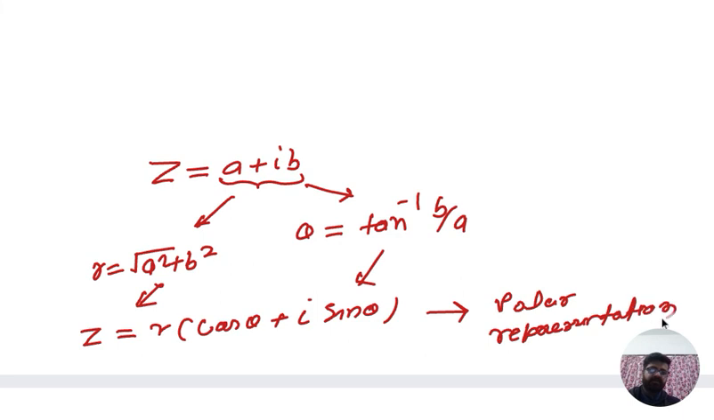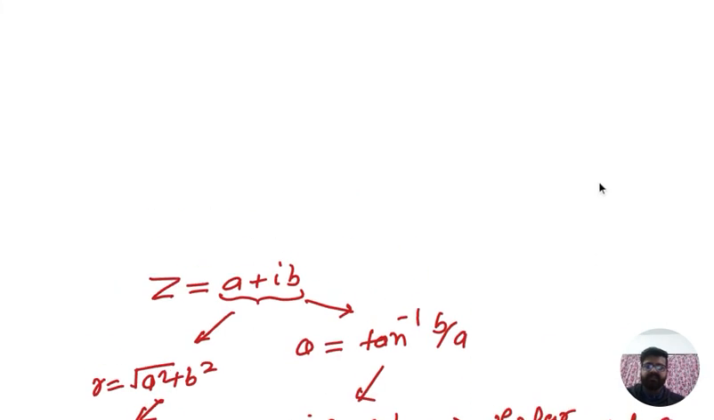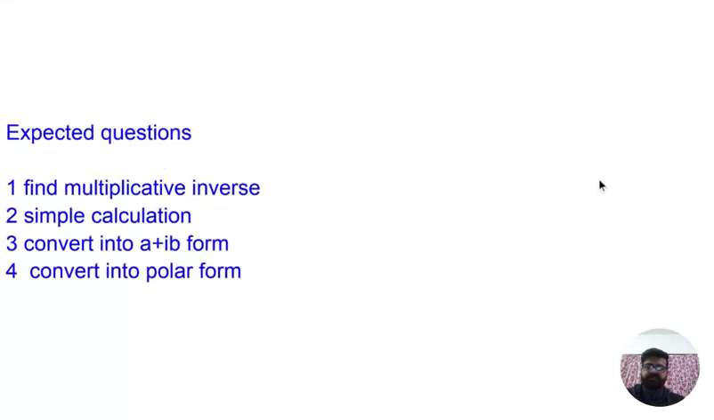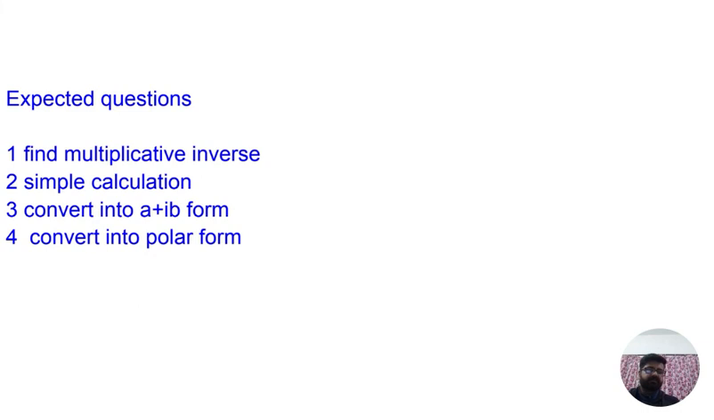This is a polar representation. So you have to do this by following this pattern method. Now, come to the last. As you can see, the expected question, how the question will come.